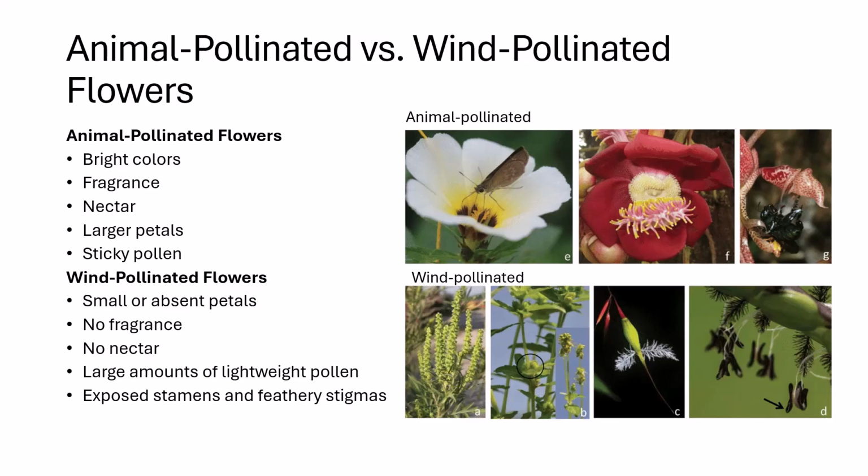Again, structure supports function. If pollination depends on precise delivery by animals, the flower invests in attraction. If pollination depends on probability and air currents, the flower invests in quantity. When you start recognizing these patterns, you can often predict the pollination strategy just by looking at floral structure.